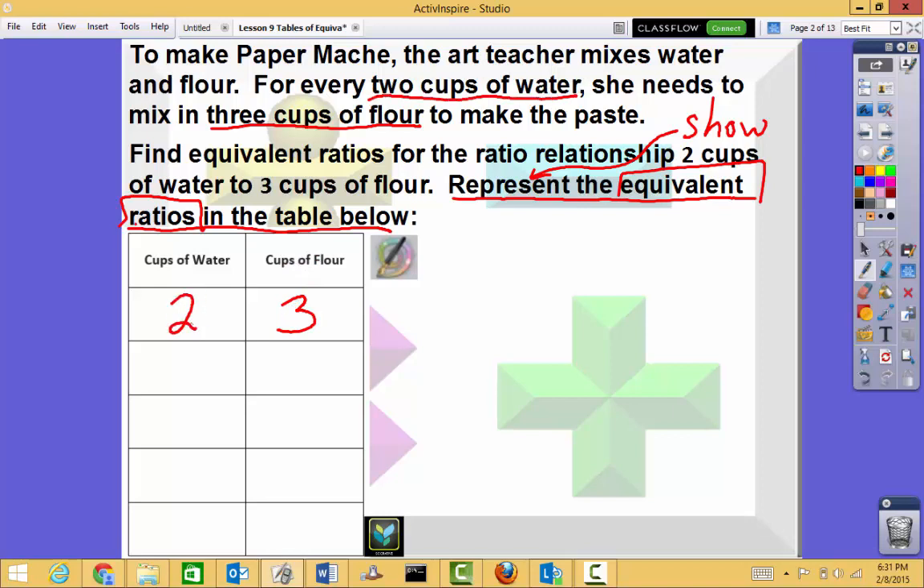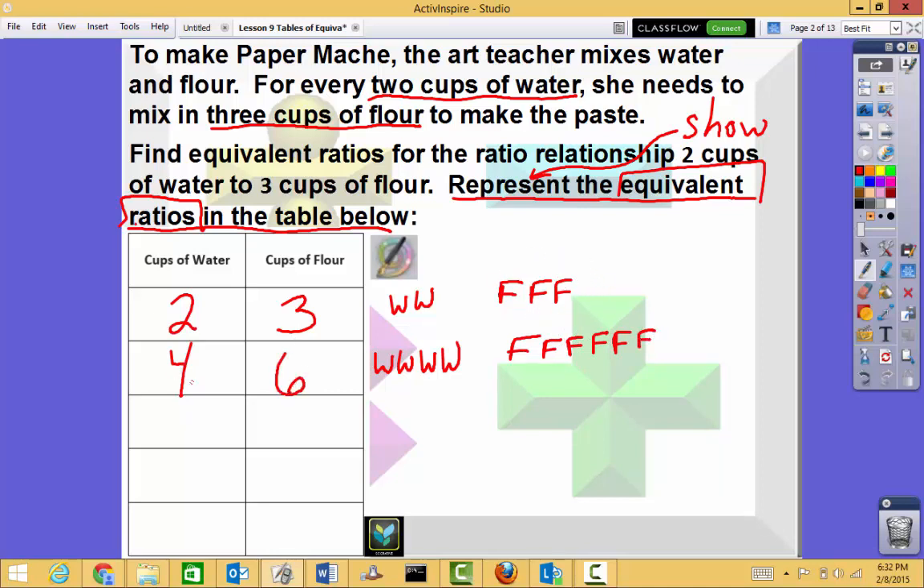Now, what does that mean? Well, if I have 2 cups of water, that means I have 3 cups flour. If I double it, I'm going to have 4 cups water. How much flour? Well, I have to double my flour too, so I'm going to have 1, 2, 3, 4, 5, 6. I'm doubling it, so I have twice as much.